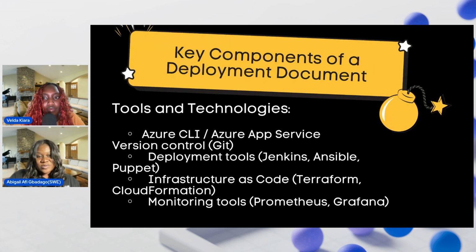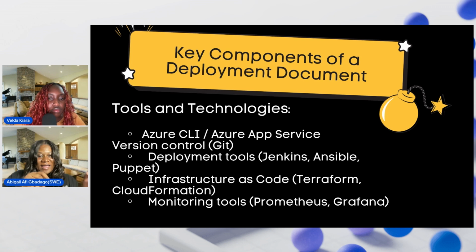The tools that we use in this presentation is the Azure CLI, as we already said, or you could use the app service. Personally, the CLI is really cool because you just run one line and it just works. But you could also use the app service, which is also great. The deployment tools, aside Azure, you could use Jenkins, Ansible, GitHub Actions, Puppet.